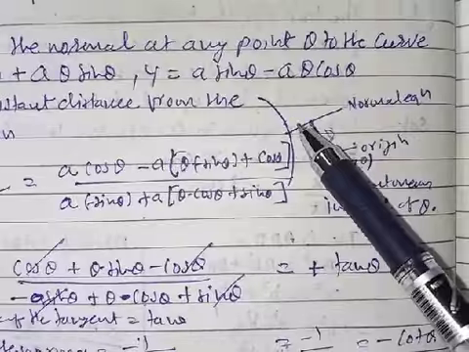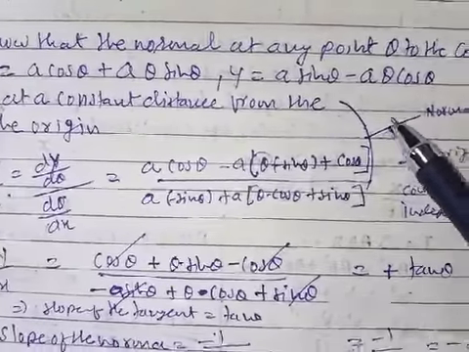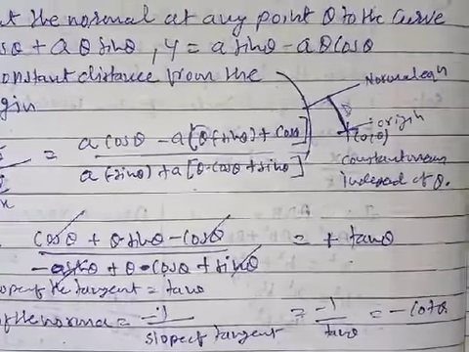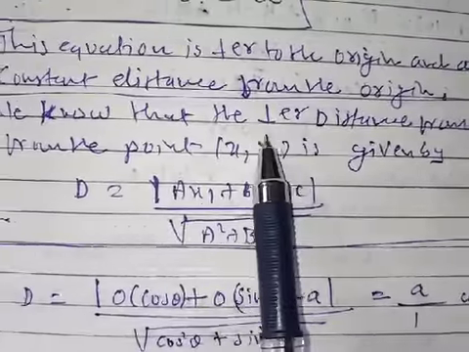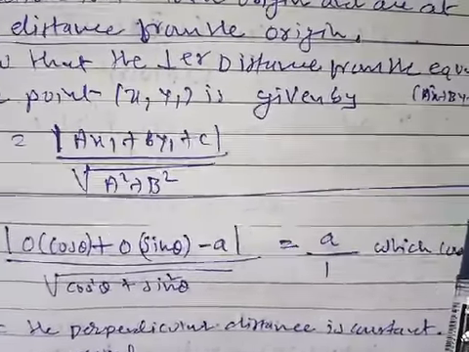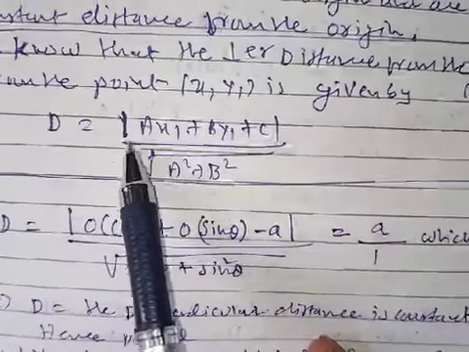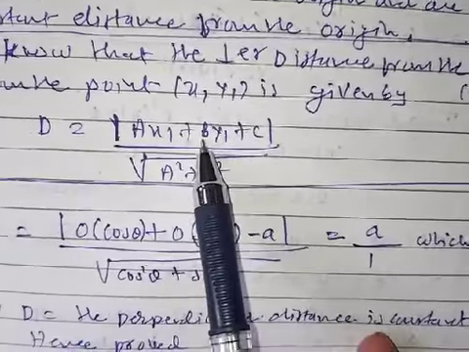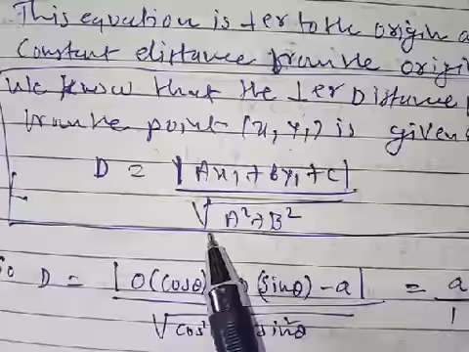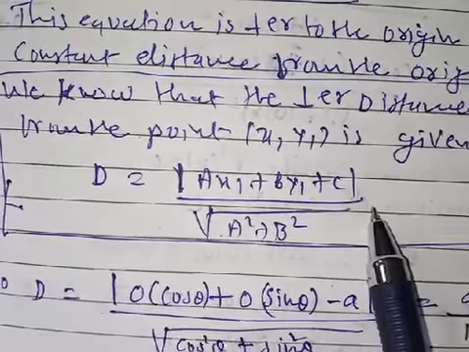Okay, so very easy. We have to find the equation of the normal. Once you find the equation of the normal, the perpendicular distance can be found from the equation. We know that the perpendicular distance from the line ax + by + c = 0 to the point (x1, y1) is given by d = |ax1 + by1 + c| / root(a² + b²).